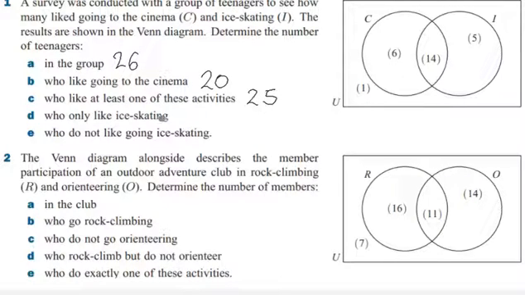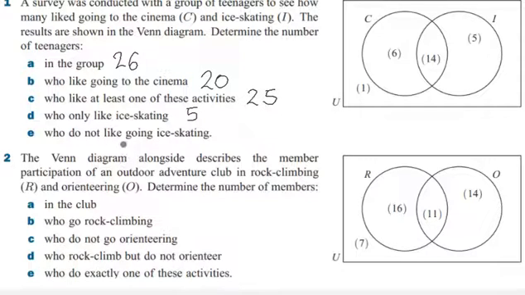Now, the number of teenagers who only like ice skating. Now we have this keyword here, only. So we're going to pick this number here, 5, because these are the number of teenagers that only like ice skating. We're not going to pick 14. Here in 14, we have the 14 teenagers who like ice skating and cinema. But we're looking for those who like ice skating only, nothing added to that. So that's 5. So we're going to write 5 for question 1D. 5 teenagers like ice skating only.